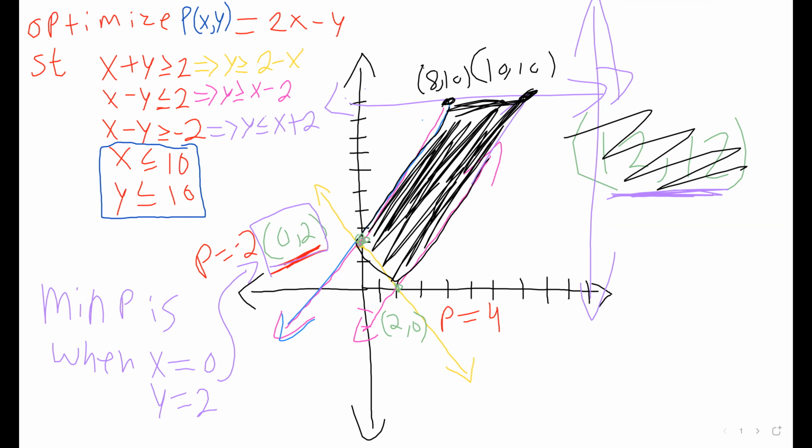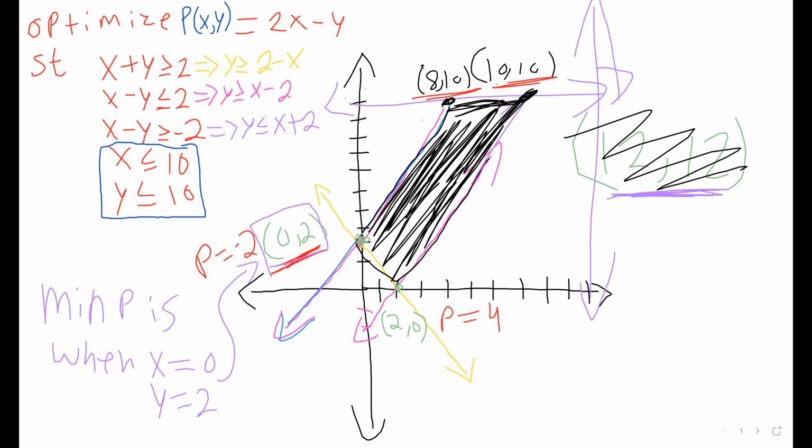So now we have a very bounded system that is really easy to figure out, because now we don't have anything unbounded, so we can just plug in all our corner points and figure out the smallest p-value and the greatest p-value. So now we can find out p for this corner point and p for this corner point.